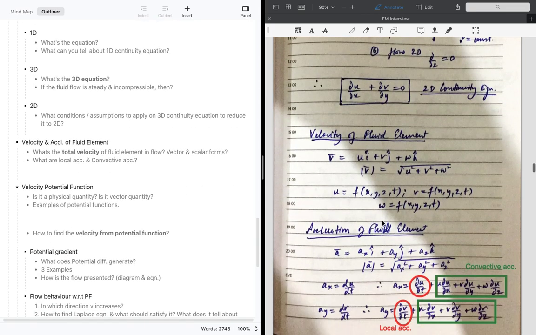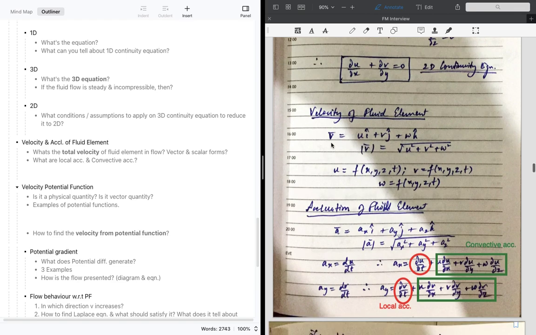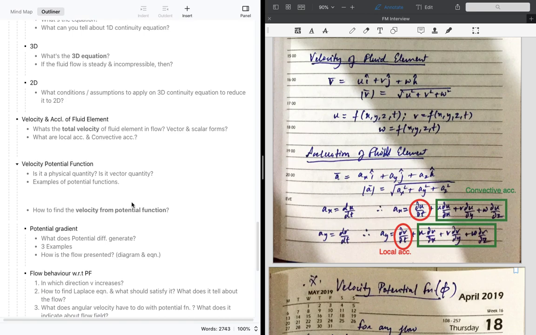So let's go to the velocity of the fluid element. As we've seen, the total average velocity in vector form is this. When we want the scalar form, it is described as the root of u square plus v square plus w square. And each component is a function of x, y, z, and time. Next, there are some questions asked here. What is the total velocity of the fluid element? Vector and scalar form we have discussed. And what is the local acceleration and convective acceleration?